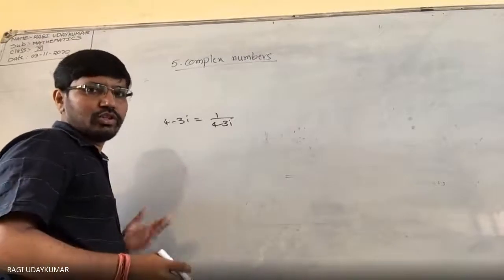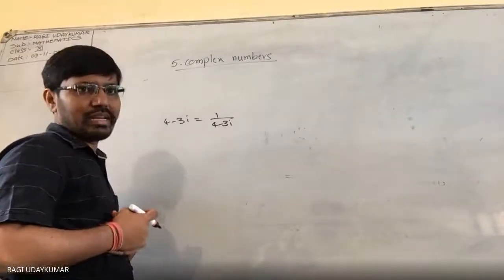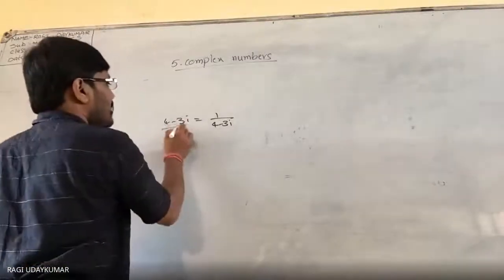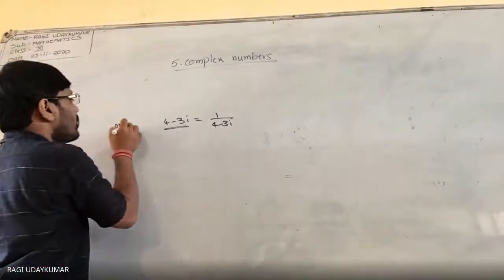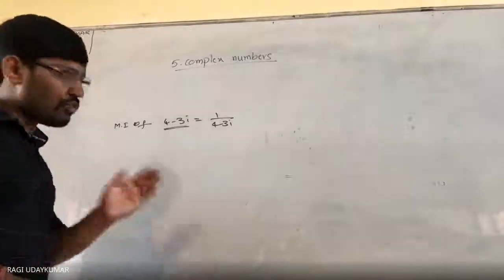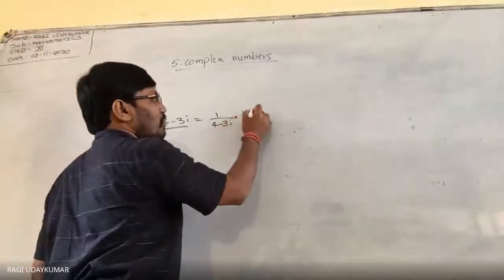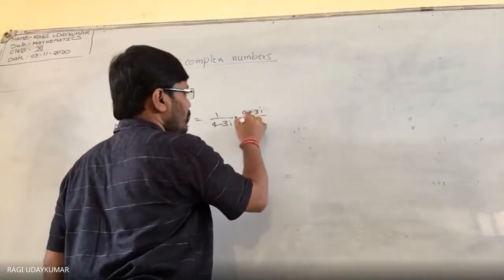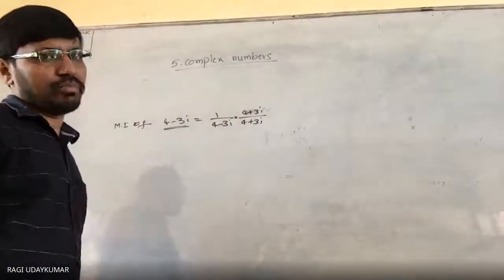While writing in the notes, you are not supposed to write like that. I have seen that most of the students write like this. You are not supposed to write 4 minus 3i is equal to 1 by 4 minus 3i. Multiplicative inverse of 4 minus 3i is equal to 1 by 4 minus 3i. Now to convert this into the form of a plus ib, multiply by 4 plus 3i in the numerator and denominator. Or you can use the direct formula.